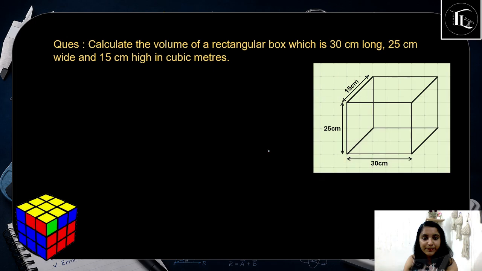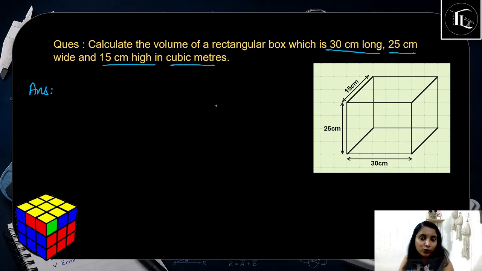Then comes the next question. It says calculate the volume of a rectangular box, which is basically a cuboid, which is 30 centimeter long, 25 centimeter wide, and 15 centimeter high in cubic meters. That means meter cube. We have to calculate in meters, but see the units here. Units are given in centimeter. That means we need to convert. Either you convert all of them, like 30 centimeter in meter, 25 centimeter in meter, 15 centimeter in meter, and then find the volume, or you can find the volume first and then apply the conversion.